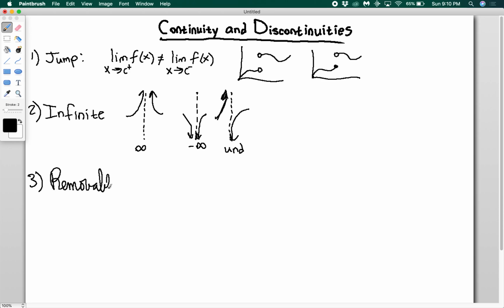A removable discontinuity is also referred to as a hole. So if I have something that looks like this, where it has a hole here, or maybe it has a hole and it has a point here, this is considered a removable discontinuity.